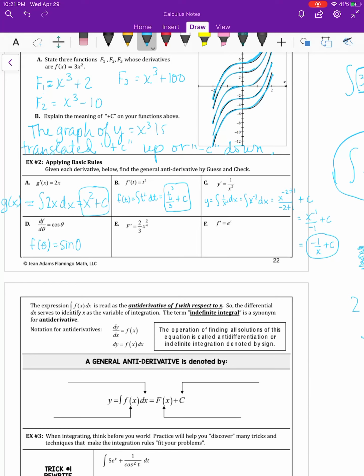Now, what can I take the derivative of that would give me cosine? You should be thinking sine. So that's going to be f of theta equals sine theta plus c. Because if I take the derivative of sine theta, I get cosine theta.